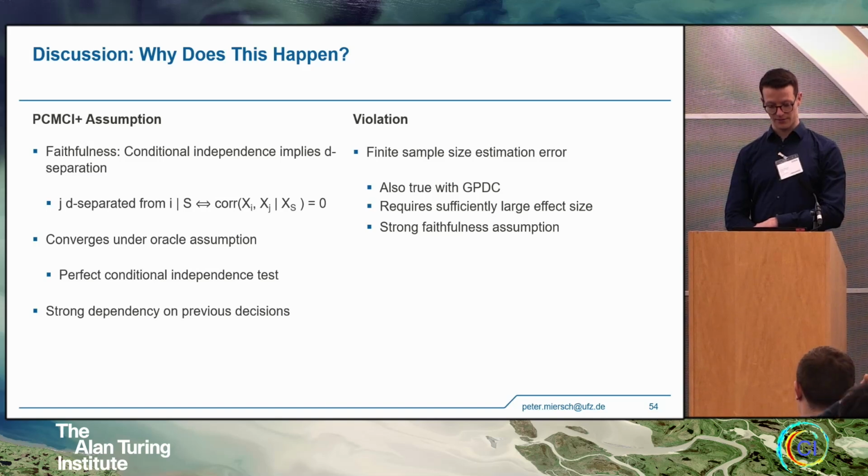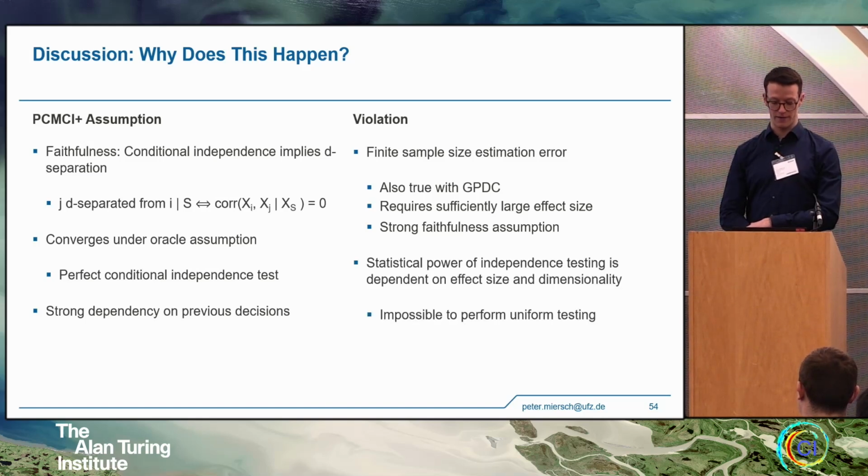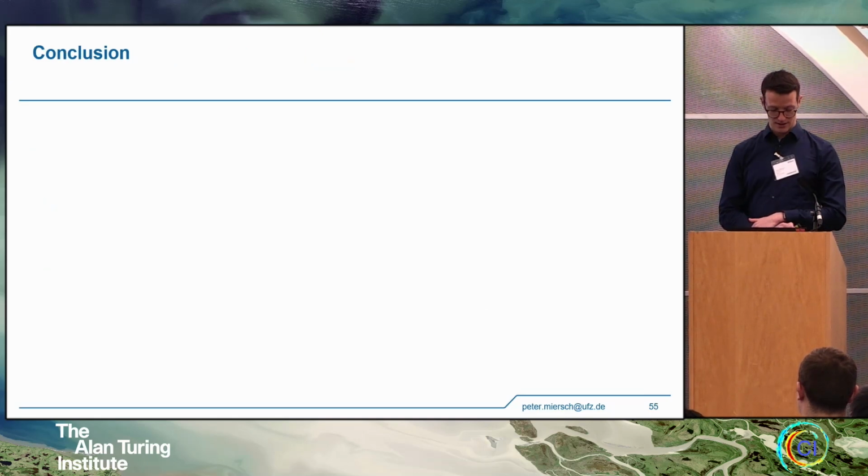We have a finite sample size estimation error, which is also true if you use a nonlinear conditional independence test. And we require a sufficiently large sample size and even a strong faithfulness assumption. And additionally, statistical power of independence testing is dependent on the effect size and the dimensionality. And PCMCI, or the PC algorithm in general, has many different effect sizes and also many different dimensionalities of the independence testing. So it's impossible to perform uniform testing.